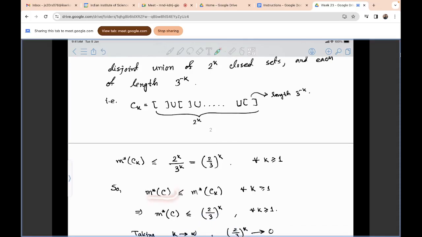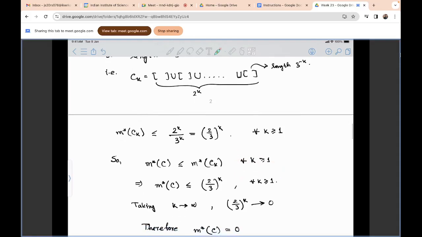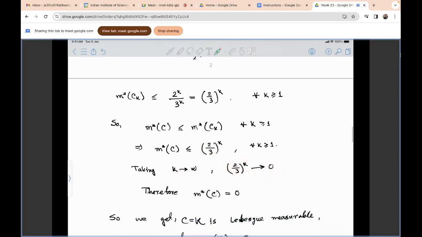Therefore, because C is the intersection of all C_k, the outer measure of C is at most the outer measure of C_k, and this is true for all k at least 1. So the outer measure of C is less than (2/3)^k for all k at least 1. What is the meaning of this? The left hand side is independent of k and this is true for all k, so we can take k tending to infinity. As this number is less than 1, as k tends to infinity this goes to 0. So we get that the outer measure of the Cantor set is 0.